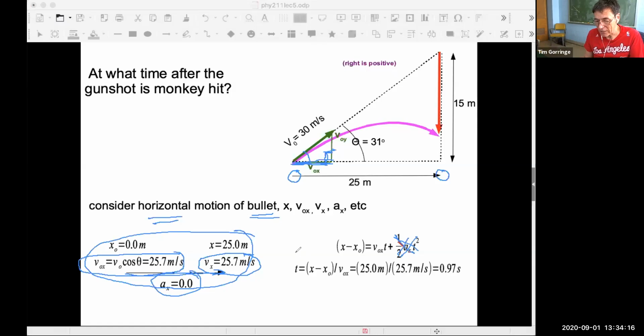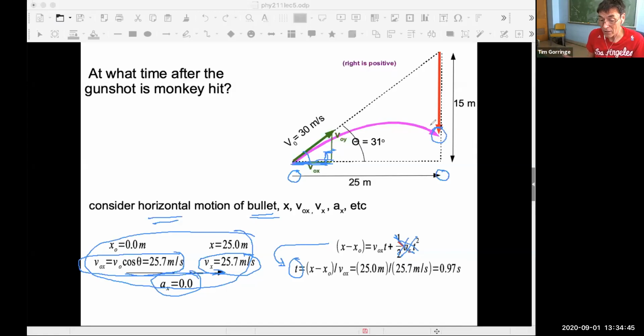I can rearrange it for the elapsed time. The elapsed time is the displacement divided by the velocity. Displacement was 25 meters. Velocity was 25.7 meters per second. It was a few hundredths of a second under 1 second, 0.97 seconds after the gunshot that the monkey was hit here. That sounded like a tough problem to solve.